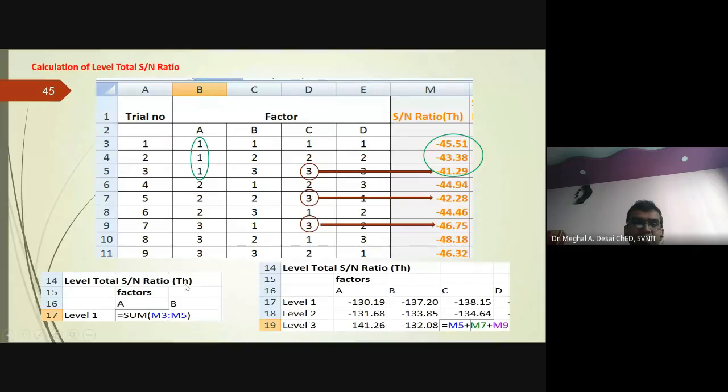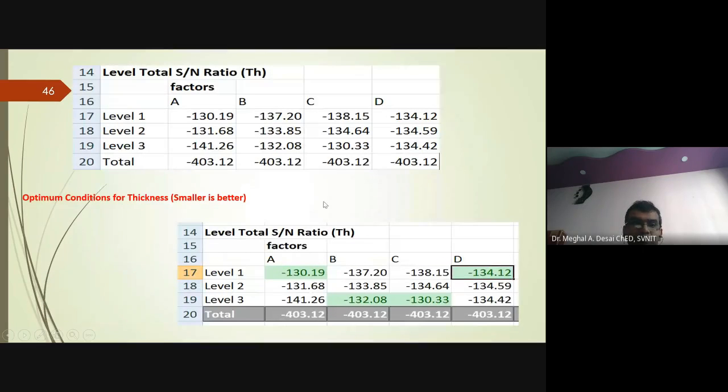So for thickness, factor A level 1 was computed like this. Similarly, if I focus on factor C, again for thickness, at level 3, you can see it is the addition of M5, M7 and M9. You can read that over here also. I have shown two arrows and circled 1, minus 41.29, that is M5, minus 42.28 and minus 46.75. So the addition will give me the level total. Similarly, I can do it for all the factors.